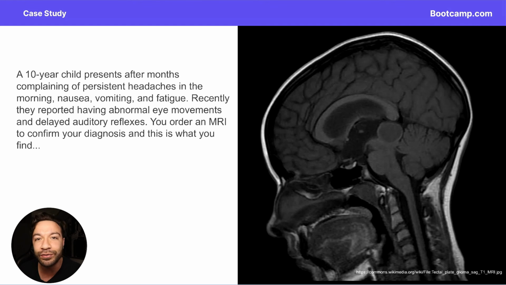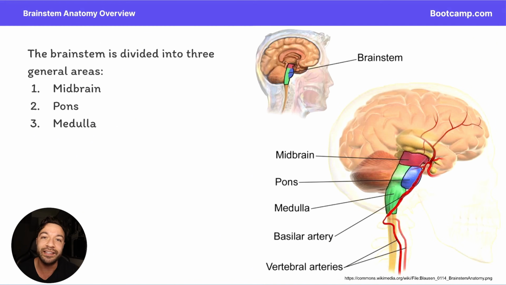So we're going to be going through some of these features of the brainstem, discussing some of their functions, and then hopefully by the end of this, we can understand what is going on. So getting back to the anatomy, the brainstem can be classified into three different areas. We have the midbrain, the pons, and the medulla.